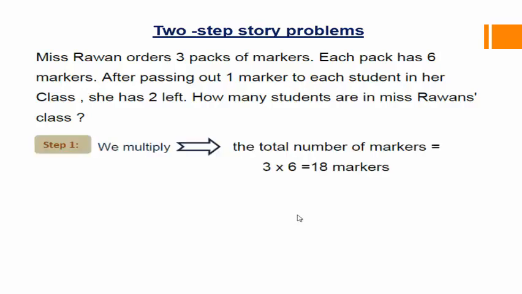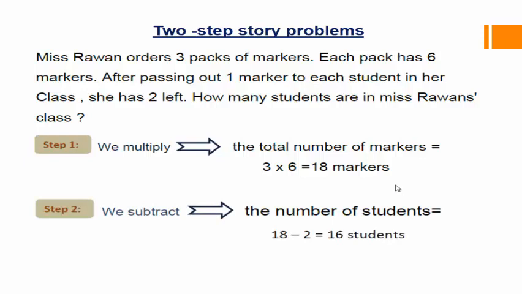So step 1, we multiply 3 packs, each pack has 6 markers, so the total number of markers is 3 times 6 equals 18 markers. Step number 2, she has 2 left after passing out 1 marker to each student in her class. So what we will do, we subtract. Step 2, subtract: 18 minus 2 equals 16 students.